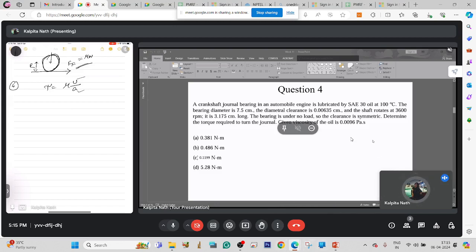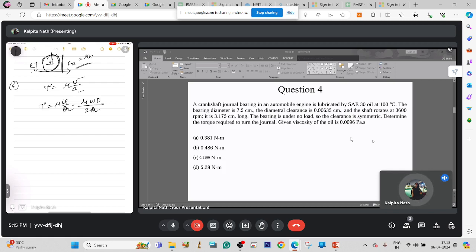So tau can be written as mu u by A, where u is the linear velocity. The linear velocity is equal to angular velocity multiplied by the point of action. The whole diameter is d, and the point of action is d by 2. So tau is mu omega d by 2A, this A.